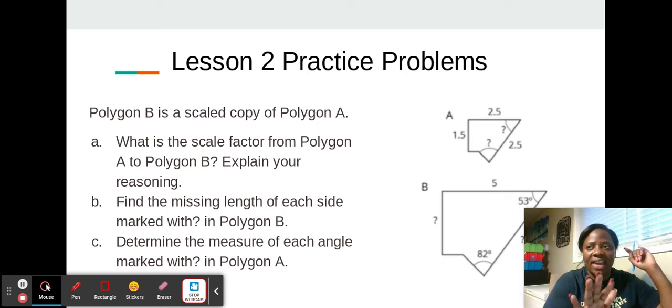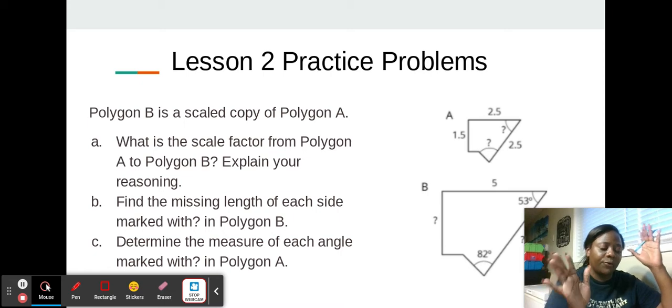Remember, I got 5 calculators out in random spots. If you're on a table with a calculator, please feel free to use it.